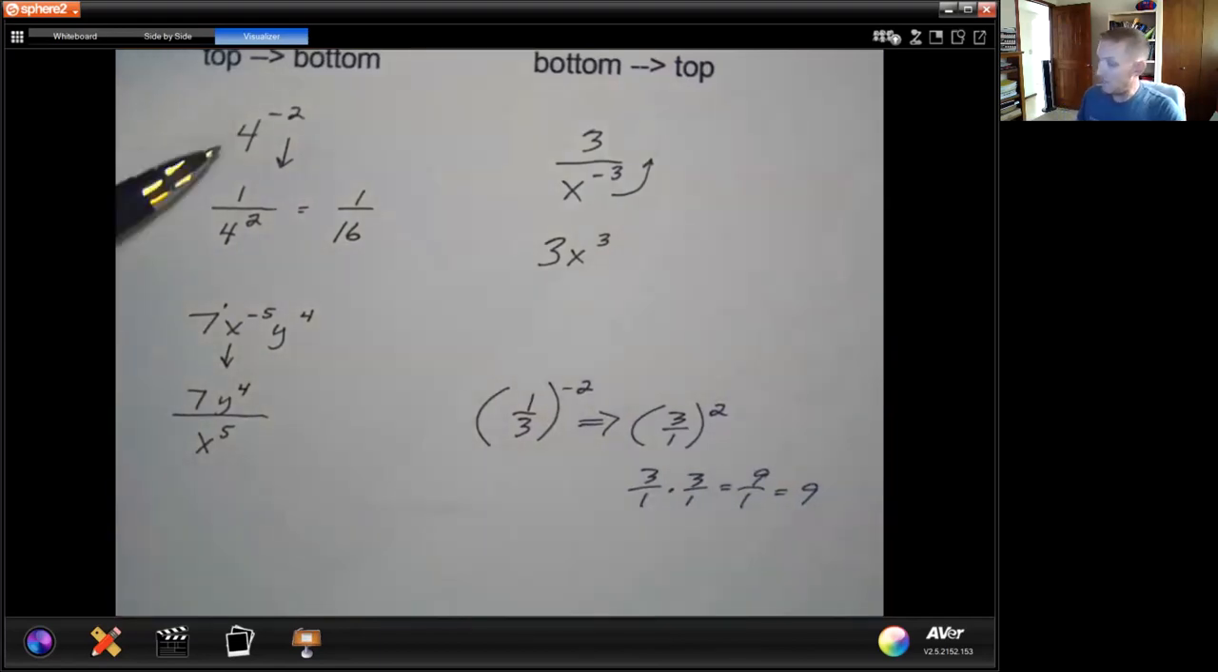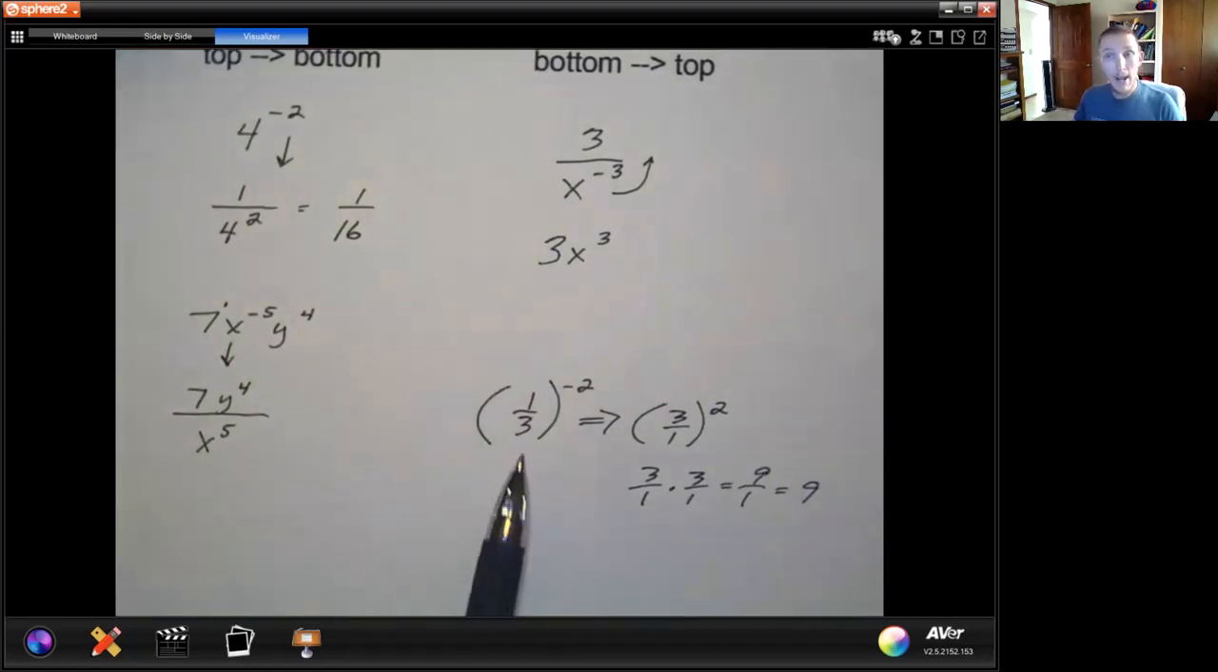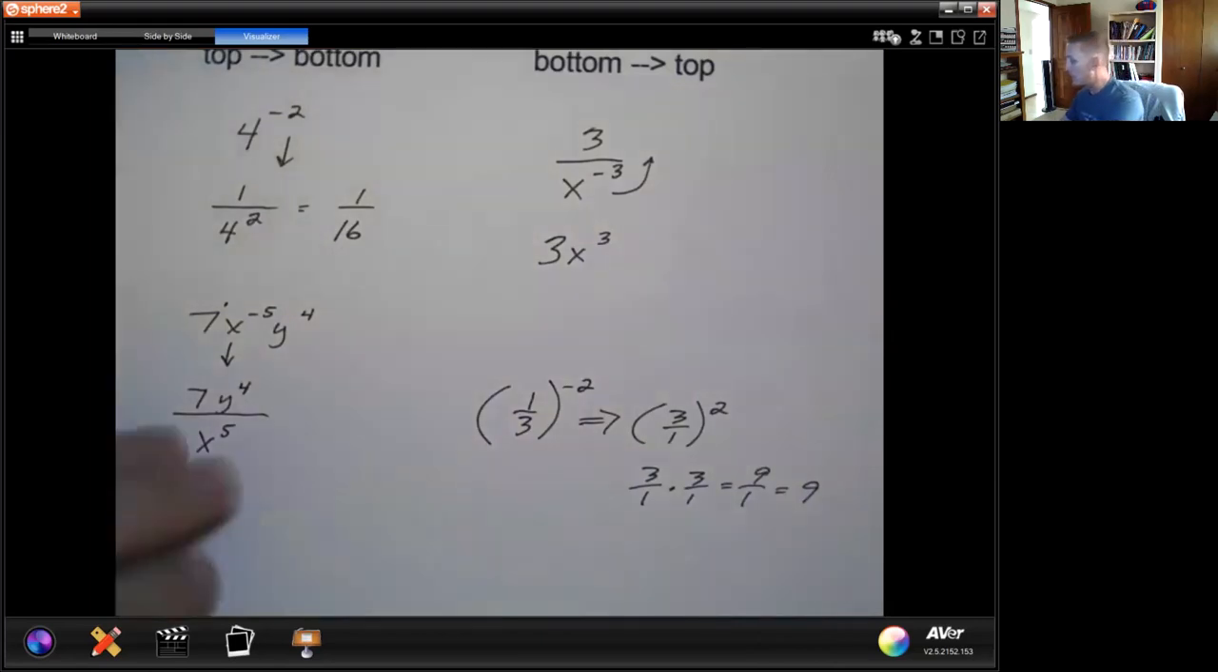So back here, our first example had 4 to the negative second. That became a fraction. And this one here, I already had a fraction, so it flipped, and in the end actually became just a whole number answer. So negative exponents are an instruction to flip it from the top to the bottom.